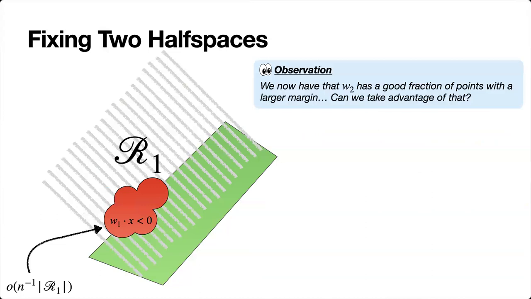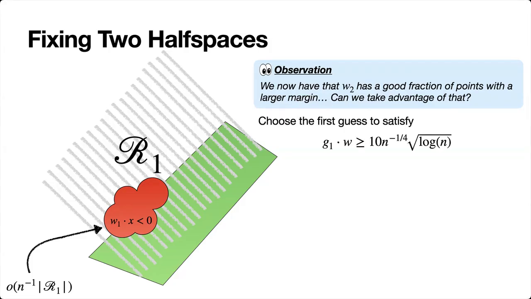So we're going to continue with the same approach that we did before. We have the half spaces for W1 and W2. And I'd like to find a region where both of them are constant. I want them both to be fixed. Now, how are we going to take advantage of the fact that the margins grew here? We're going to do a little bit of symmetry breaking. And in particular, we're going to choose our first guess to be 10 times bigger than it was before. So it needs to have 10 times larger correlation.